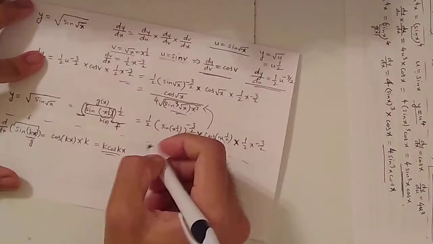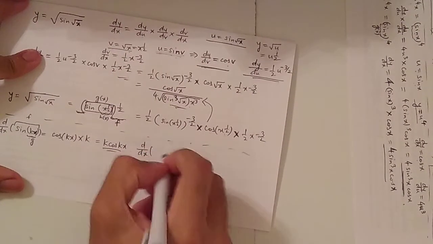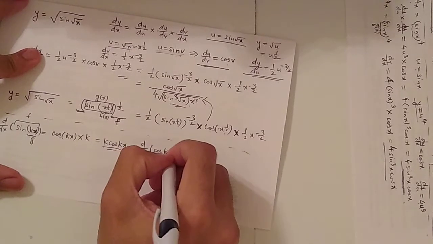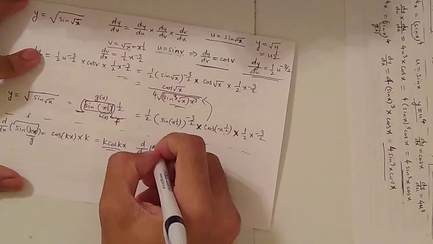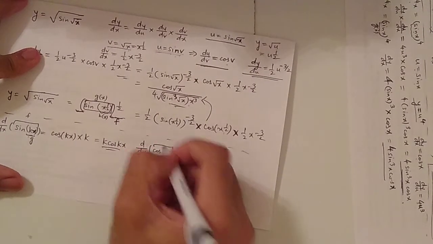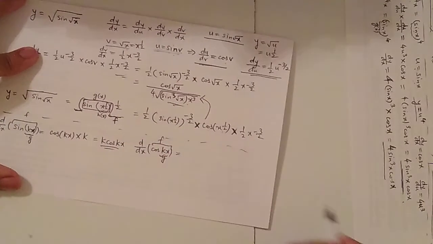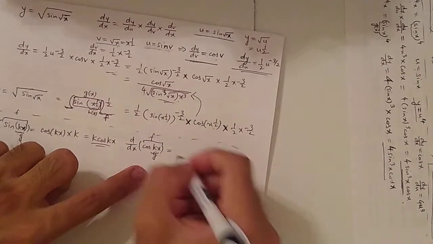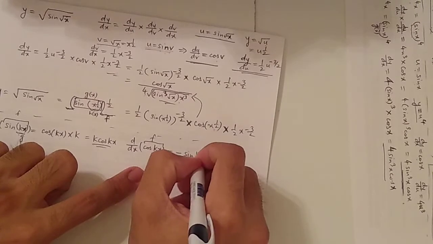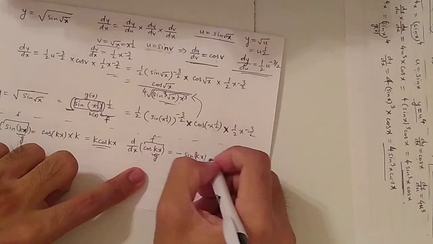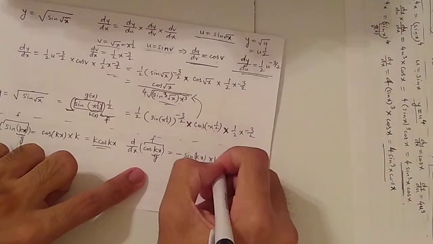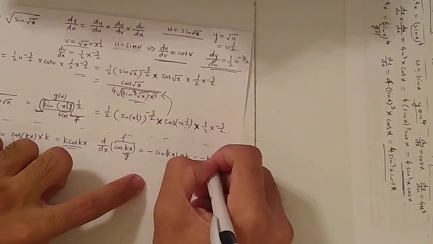And in a similar way, if you want to use the chain rule on cos kx, differentiate the outer function and then differentiate the inner function. If you differentiate the outer function, you get minus sine kx, and finally you differentiate the inner function, you get k, and thus you get overall minus k sine kx.